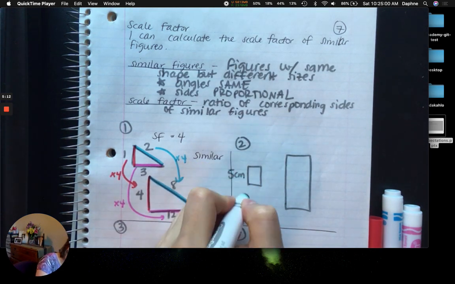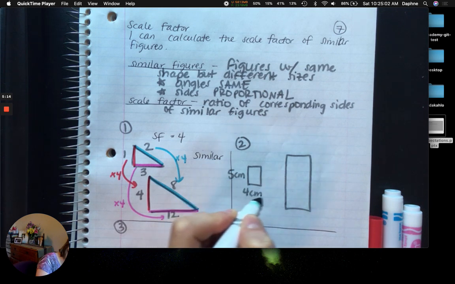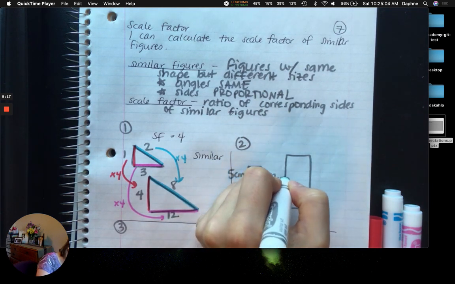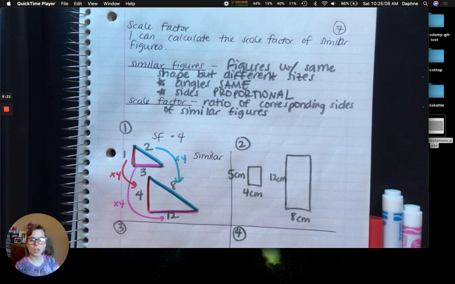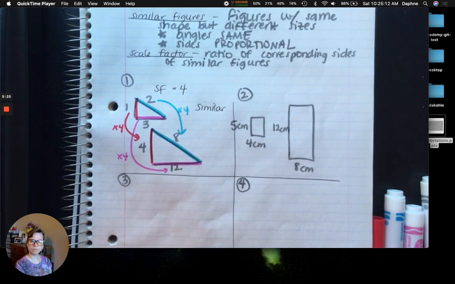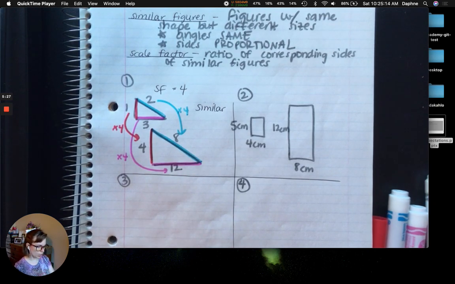This side is 5 centimeters. This side is 4 centimeters. This side is 12 centimeters. And this one is 8 centimeters. Okay, so drawing these shapes, pause. Now we're going to look at them.